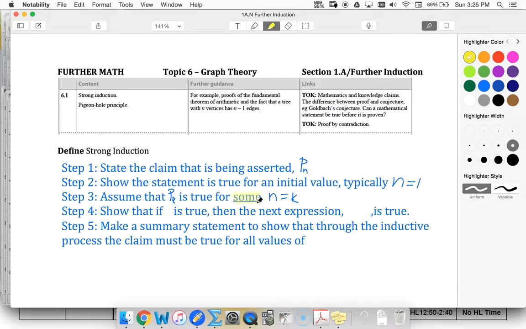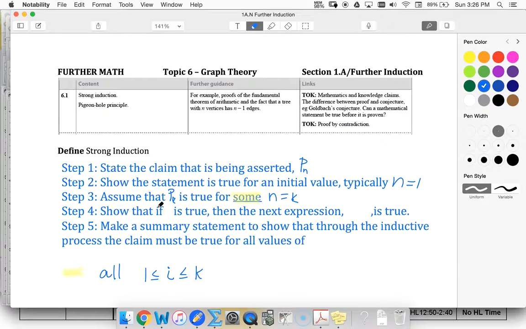induction. So with strong induction, this step becomes that we assume that P sub k is true for all i less than or equal to some k, or k minus 1, depending on what we're going to do for our next statement. So we're looking at all these values of i. This 1, again, depends on the initial statement.